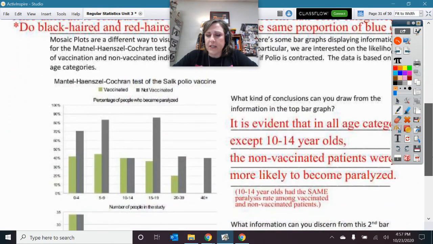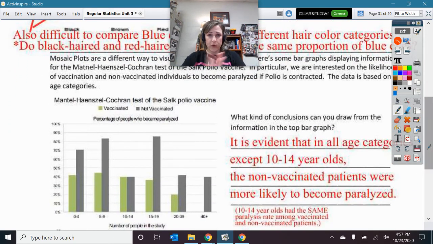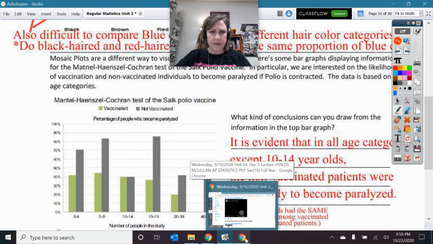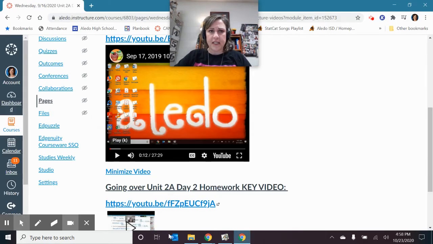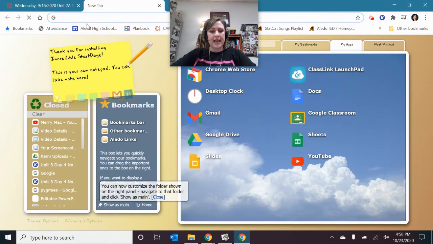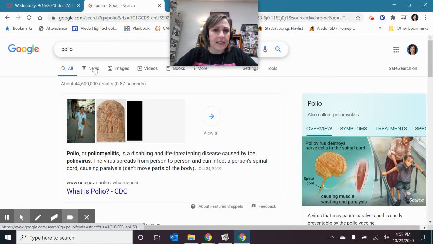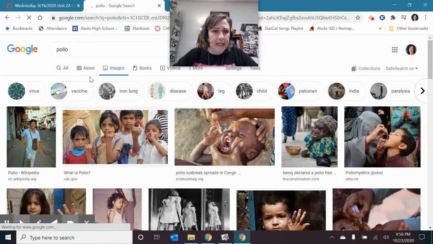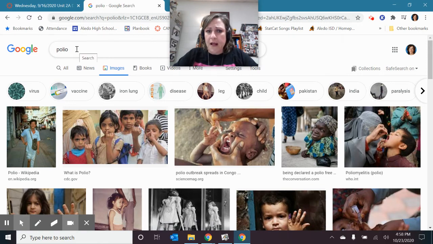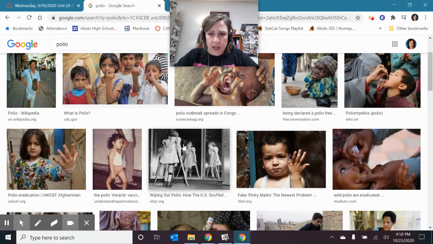All right, let's take a look at this because we're going to talk about real life graphs, and it's very interesting. Do you know what the polio vaccine is, and what polio was, and what polio did? It happened in the 1950s, and I'd like to look that up here and show you some pictures of what was happening. When kids had polio, they were being paralyzed.